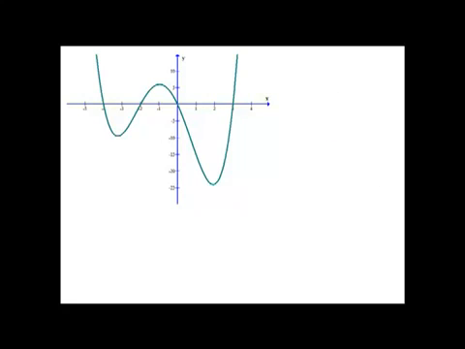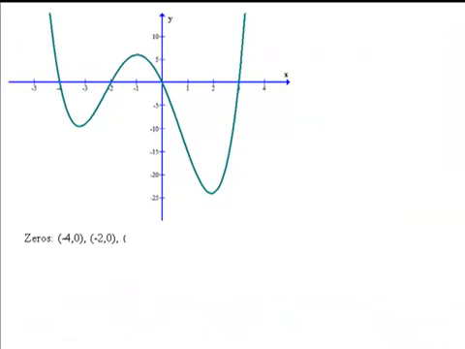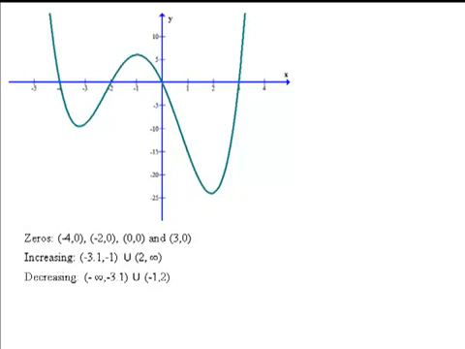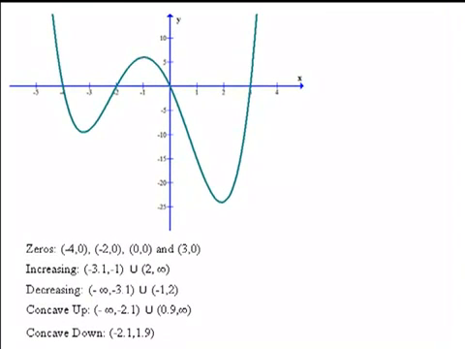So just as a recap, here's our original function. We found that it had zeros at (-4, 0), (-2, 0), (0, 0), and (3, 0). It was increasing from -3.1 to -1 and 2 to infinity, decreasing from -infinity to -3.1 and -1 to 2, concave up from -infinity to -2.1 and 0.9 to infinity, and concave down from -2.1 to 0.9. And that's how we can identify some of these characteristics from a graph.